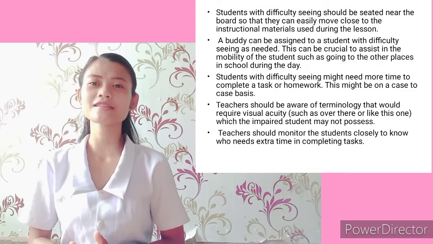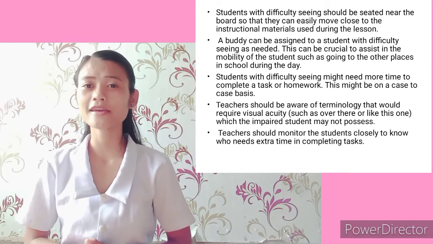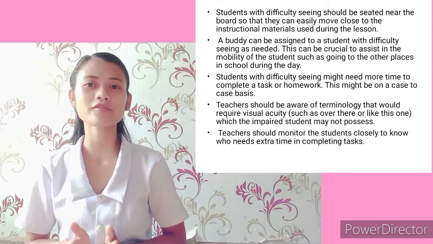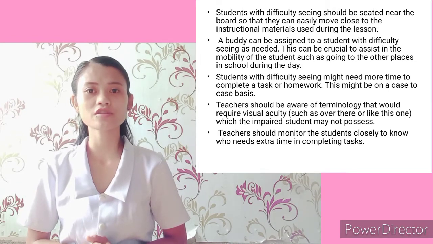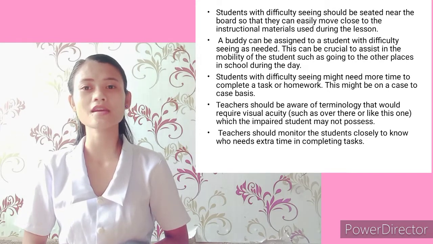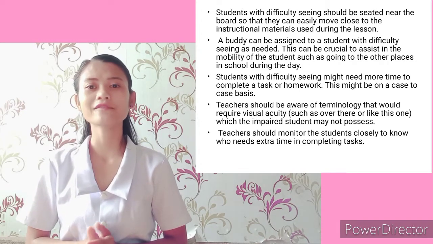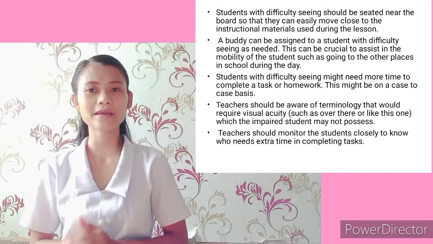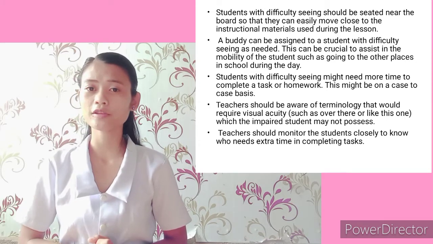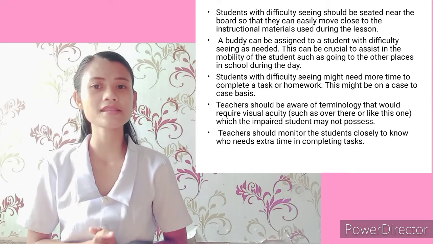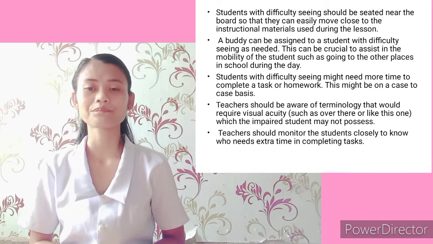Next, students with difficulty seeing should be seated near the board so that they can easily move close to instructional materials used during the lesson. Next, a buddy can be assigned to a student with difficulty seeing as needed. This can be crucial to assist in the mobility of the student, such as going to other places in school during the day. The other one is students with difficulty seeing might need more time to complete a task or homework. This might be on a case-to-case basis.